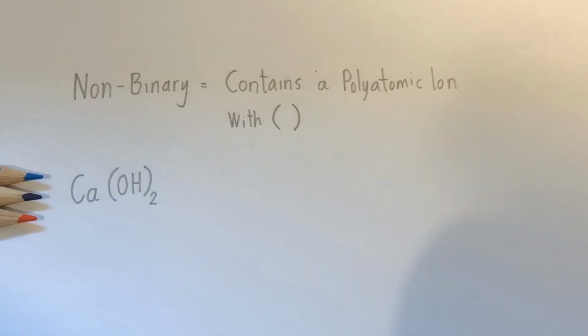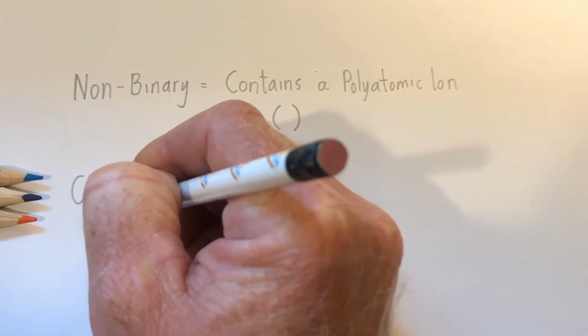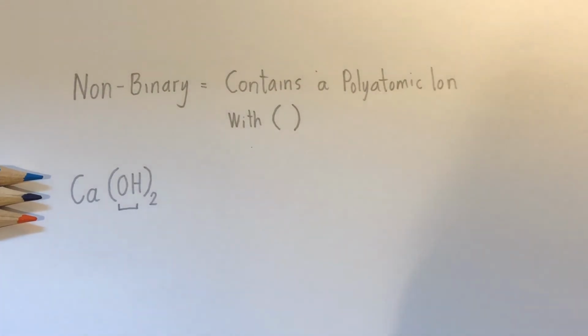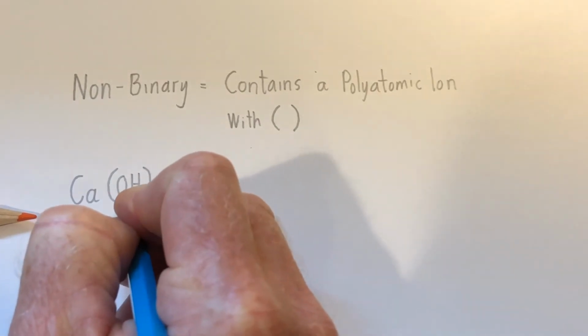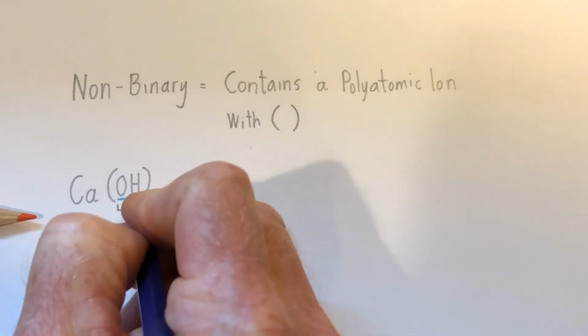At times you'll find a non-binary formula that has parentheses. In the example of calcium hydroxide, we're going to do this similar to how we did other non-binary formulas, taking into account the subscript outside of the parentheses. So once again, I'm going to locate my polyatomic ion. The hydroxide in parentheses is the polyatomic ion, and pick a color for each of the oxygen and hydrogen atoms. In this case, I'll use blue for oxygen and purple for hydrogen.